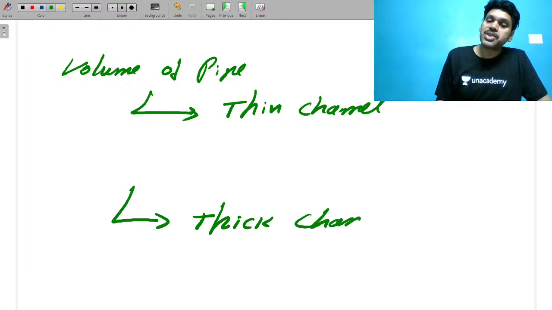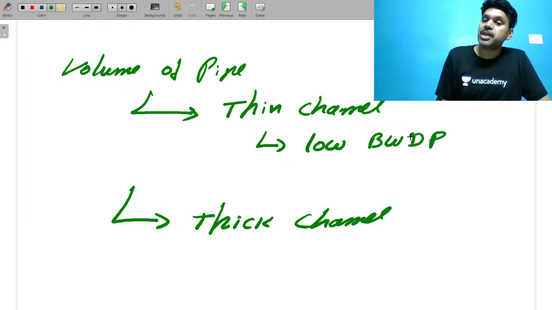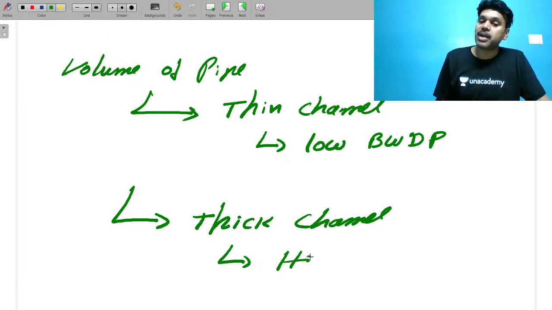So what is a thin channel? A thin channel is nothing but a low bandwidth delay product, also called a low volume of the pipe. And what is the thick channel? High volume of the pipe. It is called what?